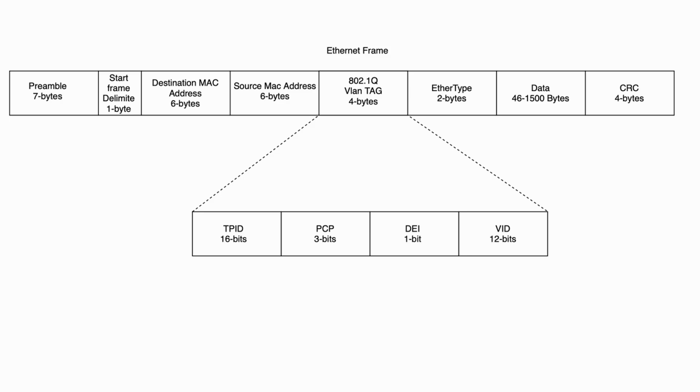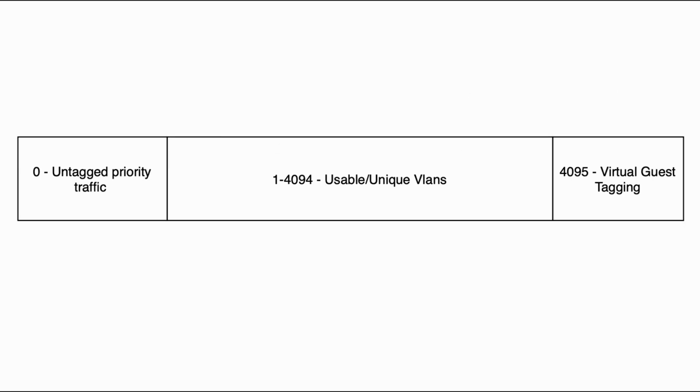The TPID tag protocol identifier field is however important as it will define the protocol type of the VLAN tag, which in most cases is 0x8100, meaning the IEEE 802.1Q tagging protocol. Then we come to the second largest field, the VID, meaning VLAN identifier. This field allows up to 4,095 unique VLANs, but only with 4,094 usable VLANs due to the fact that VLAN 0 and VLAN 4095 are not usable.